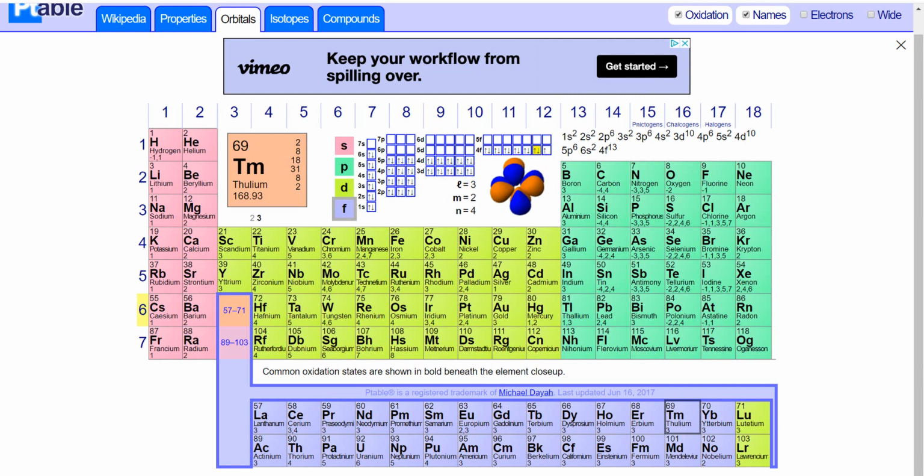So that's where we'll end off our lesson for today. We're going to finish off with ionization energy in the next lesson, and that'll be it for chapter 2.